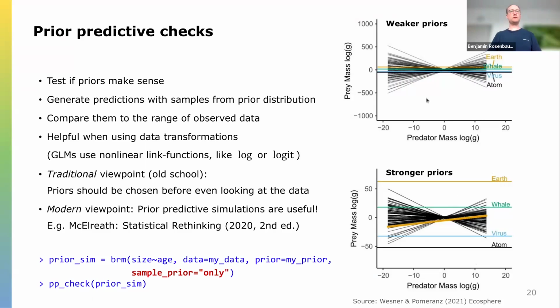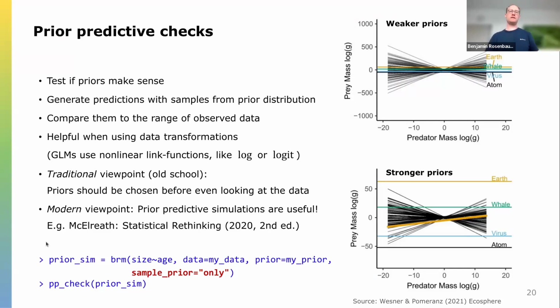This might be especially useful if you have transformations like log, or if you use GLMs, where transformations through link functions like logit are used internally. So there it often makes sense to just check what the range of the priors is, what kind of predictions you can make from that.